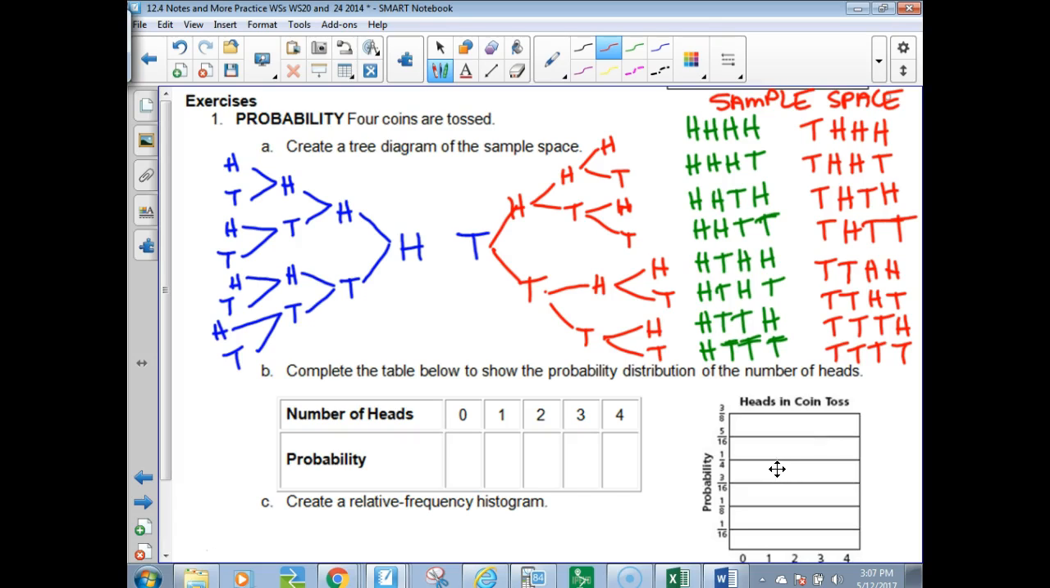Okay, now we can check the probability of, it says complete the table below to show the probability distribution of the number of heads. Okay, so it's about just the heads. What's the probability of having no heads at all? Well, first of all, how many are there here? 2, 4, 6, 8, 2, 4, 6, 8. There were 16. And that comes from flipping 4 coins, 2 possibilities at a time, which is 2 to the 4th. So there are 16 possible outcomes.